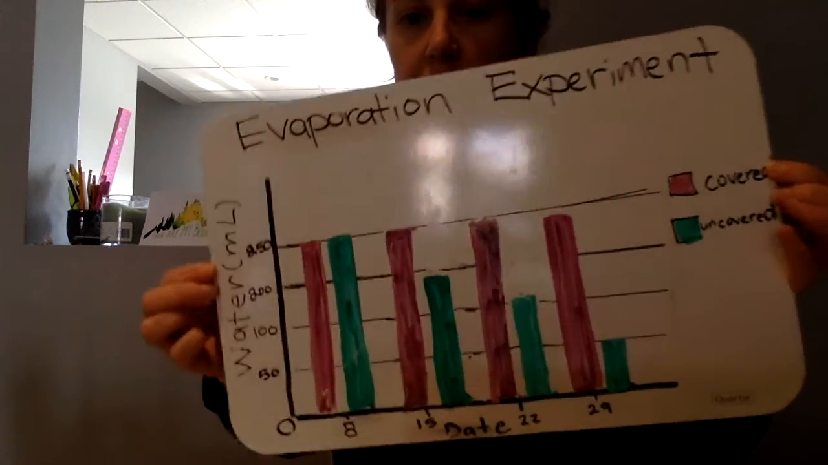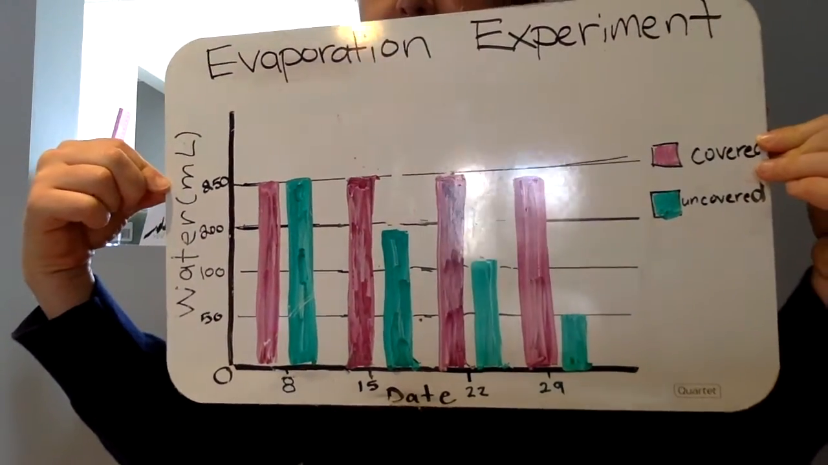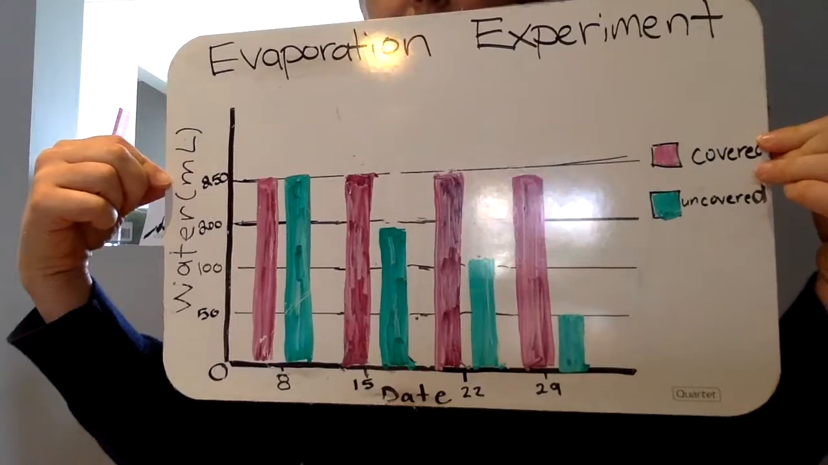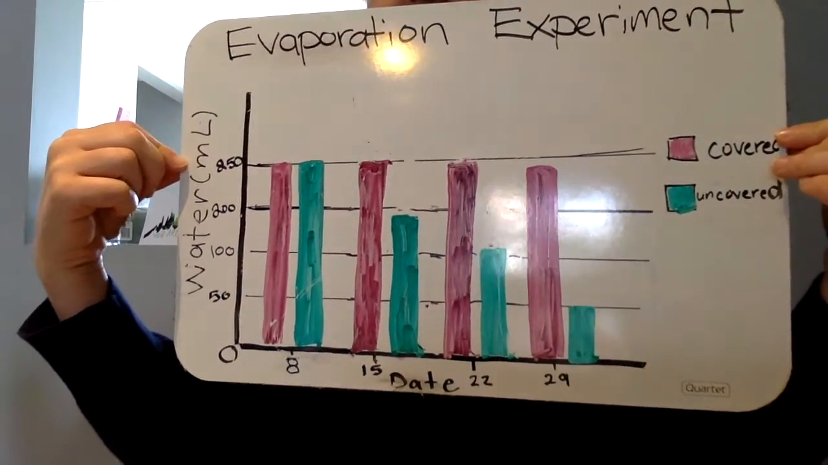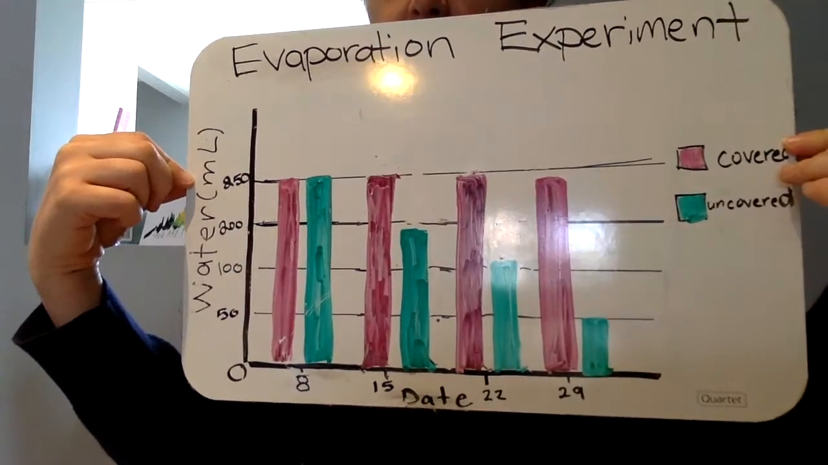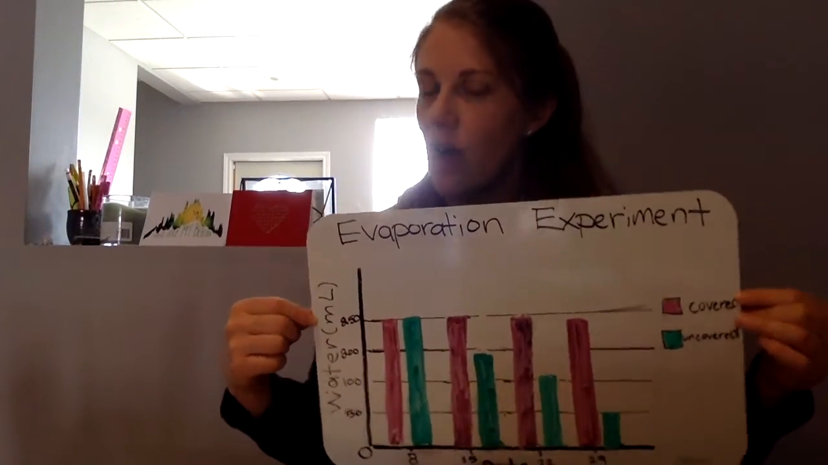Here we have our evaporation experiment, and the covered container is in pink, and the water in the uncovered container is in green. Thank you to everybody who solved those math questions. You did a great job.